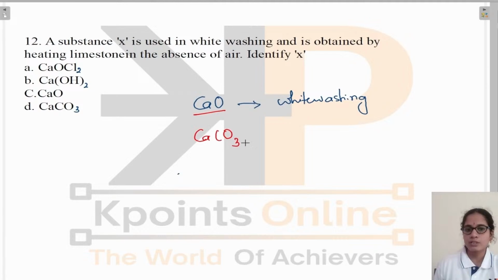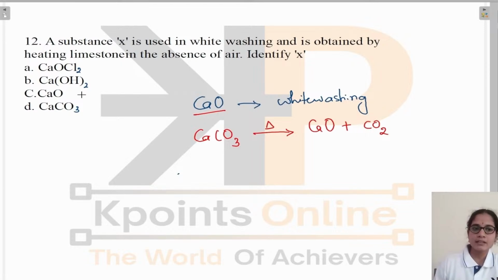Yes, limestone is nothing but calcium carbonate. When it is heated in the absence of air, we get calcium oxide plus carbon dioxide. Yes, it is true that calcium oxide is obtained from calcium carbonate. So what will be the X then? X will be calcium oxide, that is quicklime. Okay. So our correct option will be C.